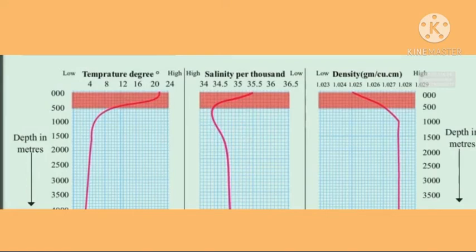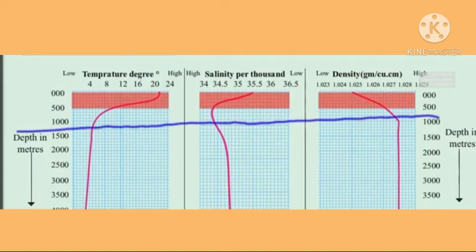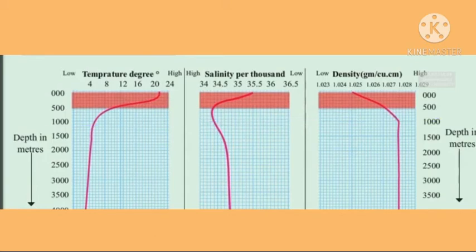Now we will go through the questions which are given in your textbook. With increasing depth, what decreases? Answer: temperature. After what depth does the change in these factors become almost zero? Answer: more or less 1000 meter. Here we can see more or less 1000 meter, the change in these factors becomes almost zero. Next question: till what depth is the change in this factor higher? Up to 1000 meter, we can see the change is higher.